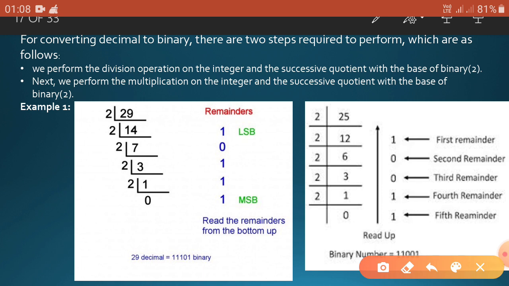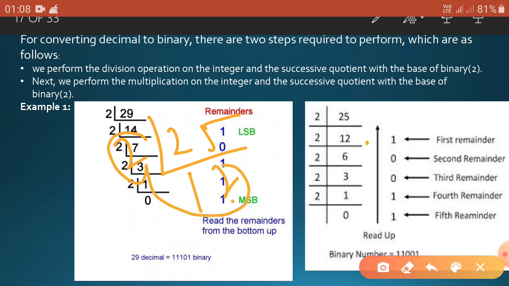Here it is 25. So we are dividing by 2, that is 12. Here 12 and 2 gives 24, which means the remainder is 1. This is the first remainder. Then 6 into 2 gives us 12, so we get 0 because there is no remainder. Again it is 6, then we divide it. 2 into 3 is 6, so it gives us 0 again.